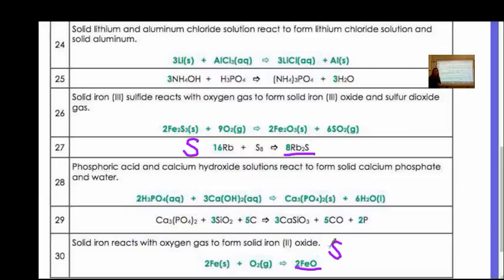Feel free to go back in this worksheet. You can label all of them if you want. It'll help you practice your reaction types.